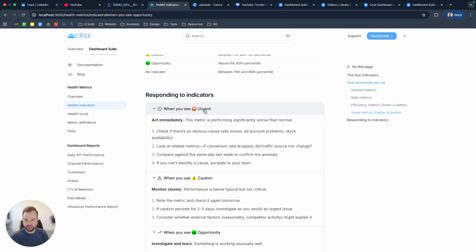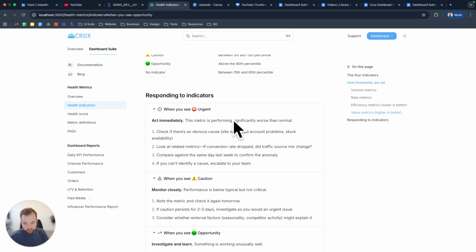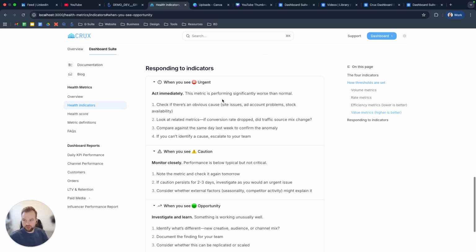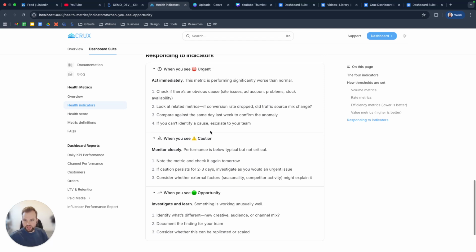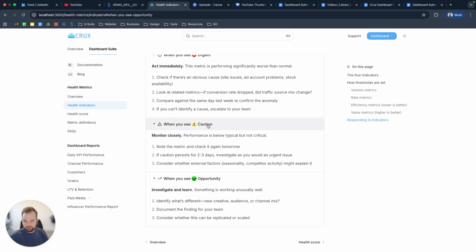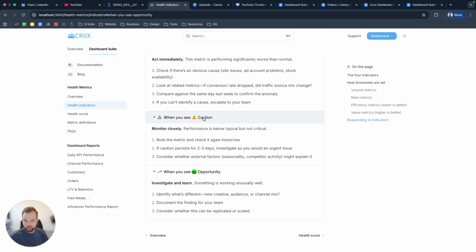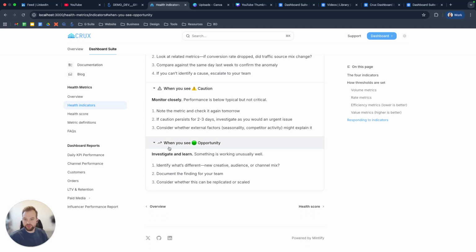If something is flagged as urgent, you probably want to take a look into that pretty quickly. It's a good sign that things are moving in the wrong direction. It's performing significantly worse than it normally does, so you need to go and investigate that further. Things flagged as caution are not critical, but they're potentially approaching critical status. So monitor it, keep an eye on it. If it continues to be a caution, maybe look further. If it disappears, no need to take action.